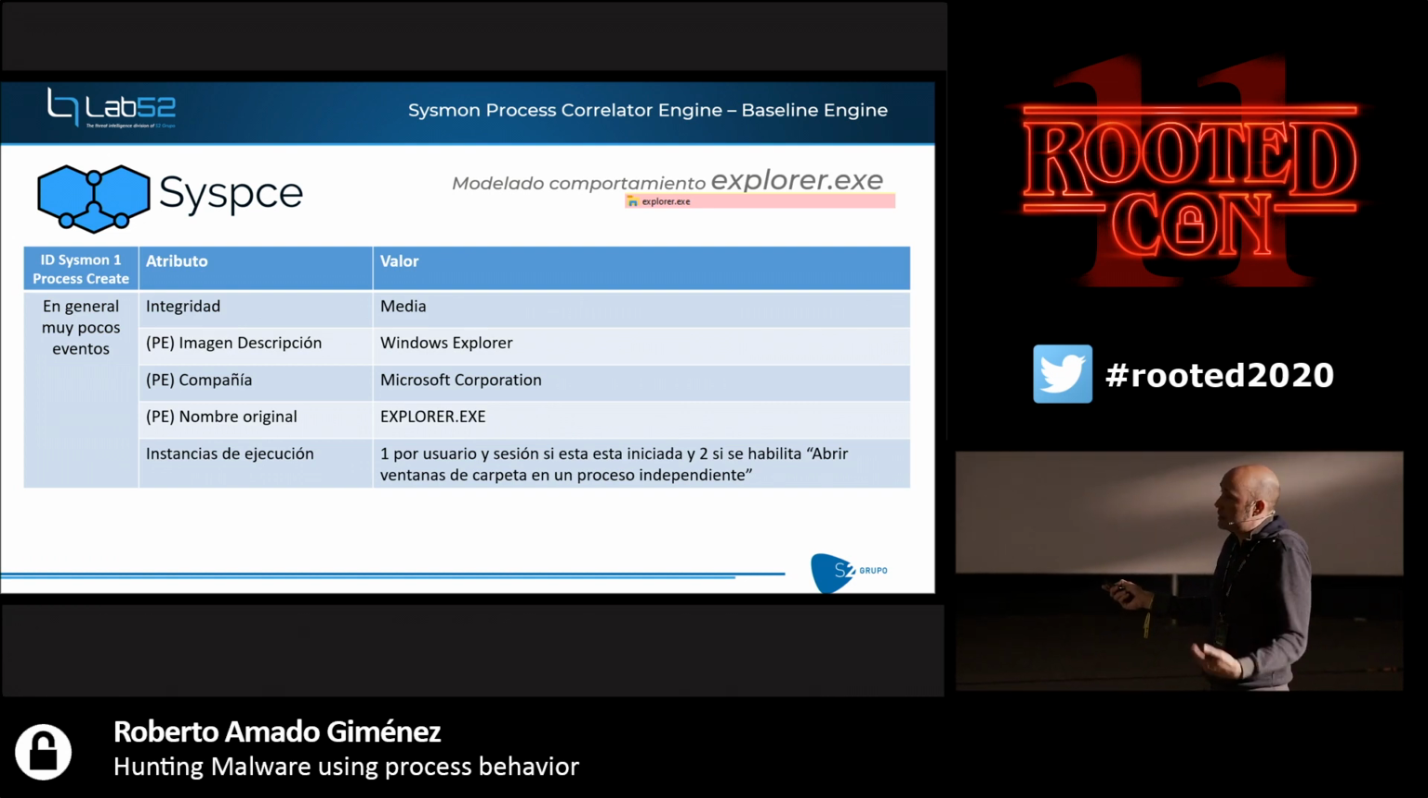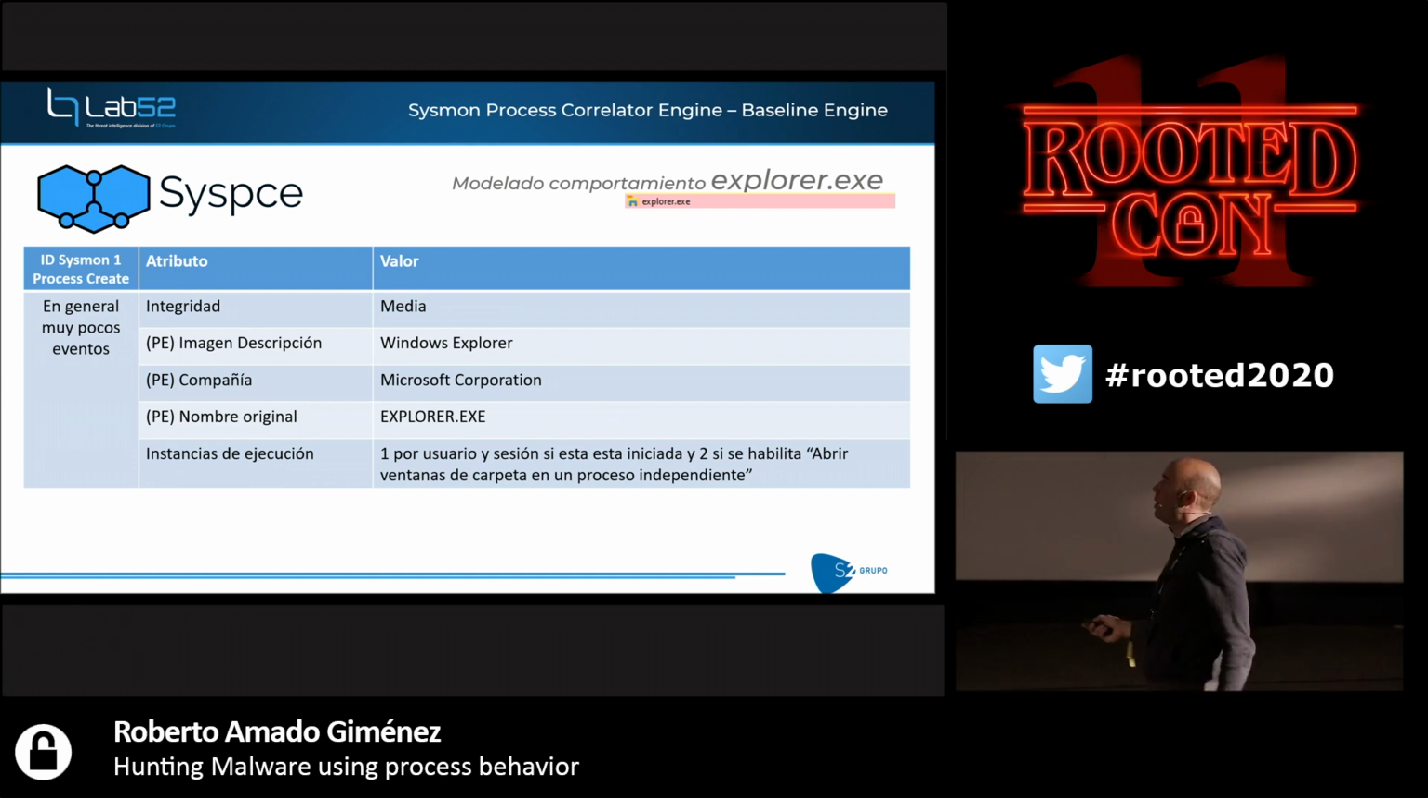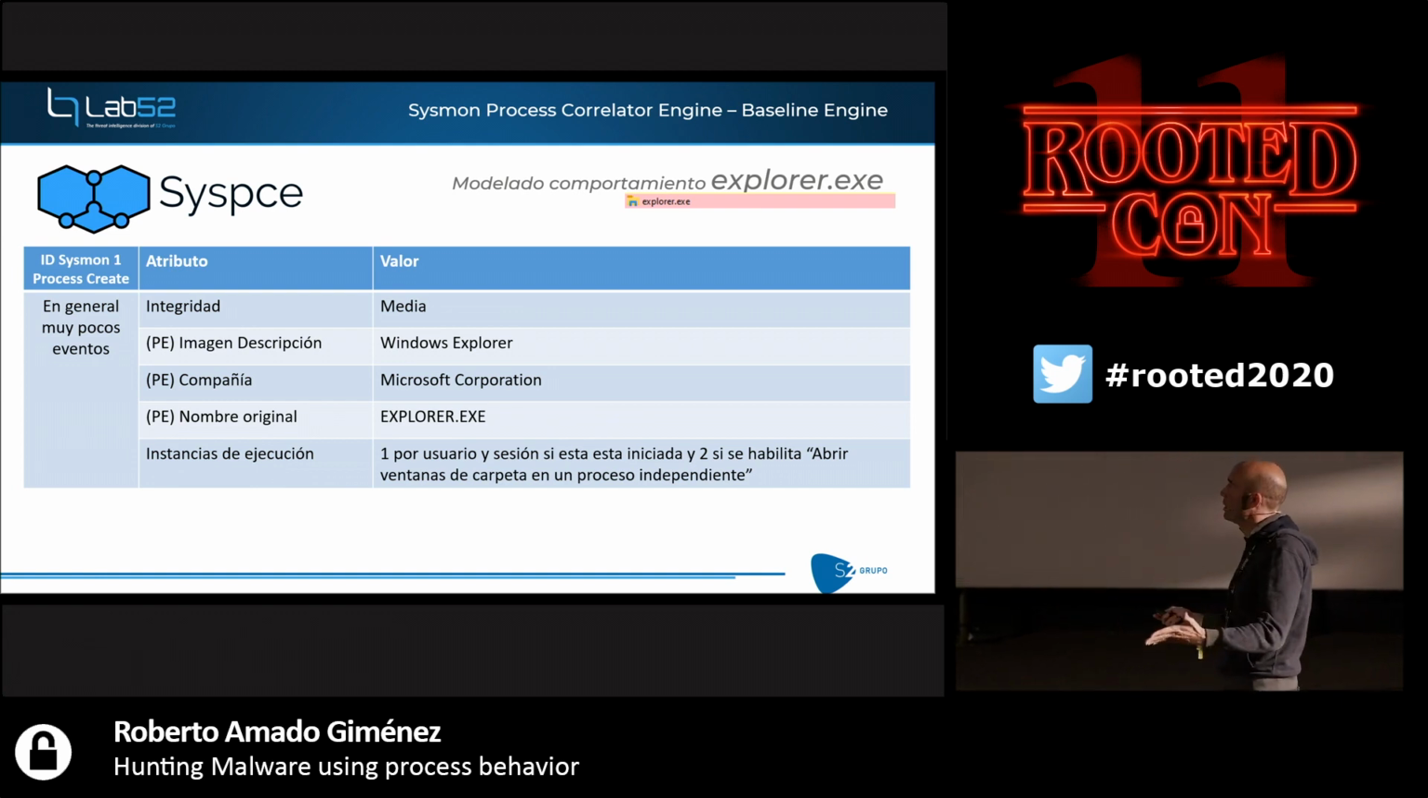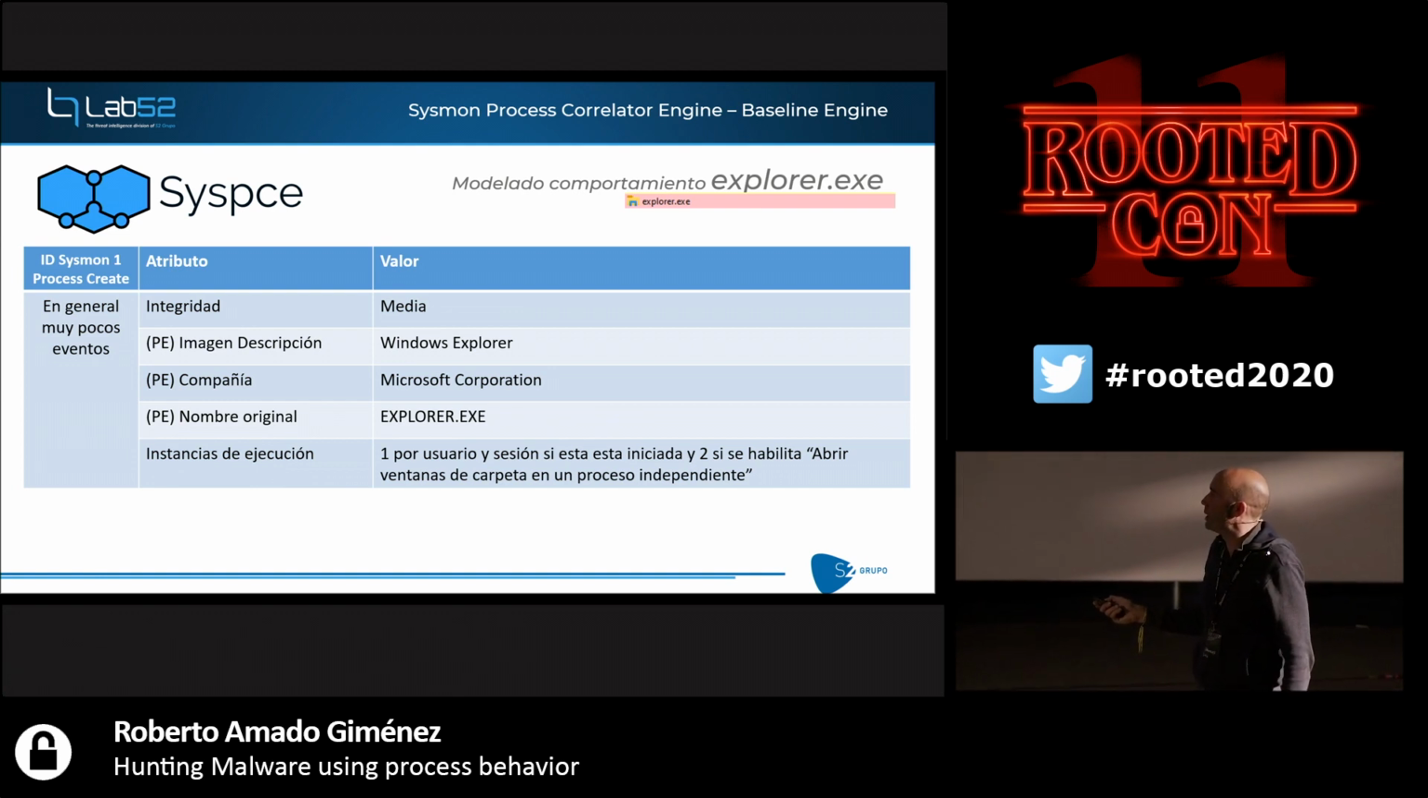Also, integrity. The integrity of execution of the process is average. So we cannot have a high integrity Explorer when you bypass this other process. So we don't have an elevation to high integrity. The PE header, we need to have Windows Explorer, the company.